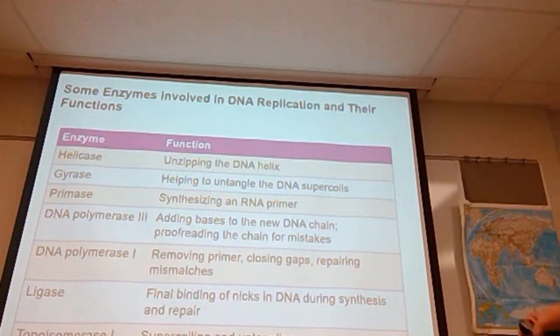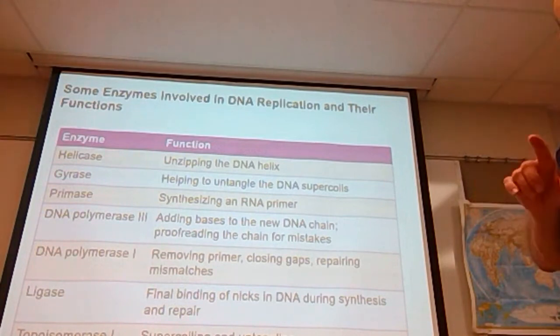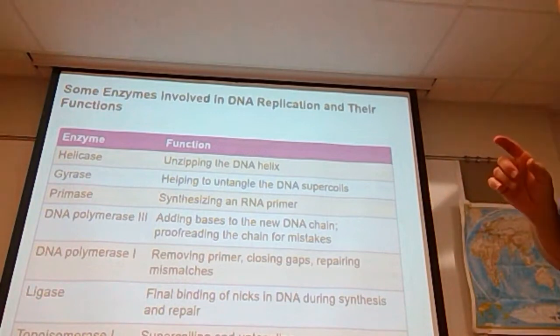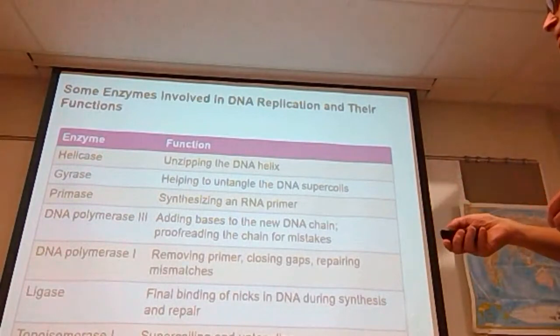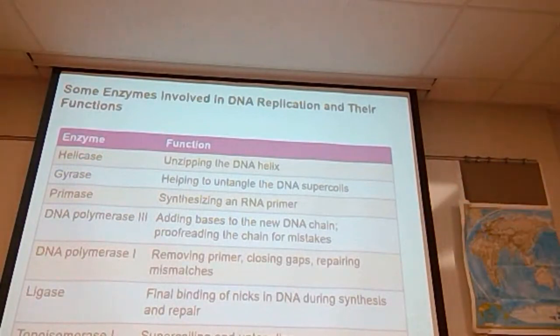Ligase is the final binding of the DNA during synthesis and repair. As you will notice in a moment, there's going to be a picture that shows that as DNA is being made, one side is not made in one long continuous strip. It's made in these little short batches. These short batches are actually called Okazaki fragments, and it is the job of ligase to attach all of those Okazaki fragments together. And then topoisomerase 1 and 2, supercoiling and untangling, again, they help the gyrase do its job.